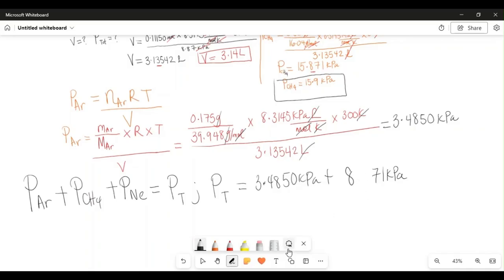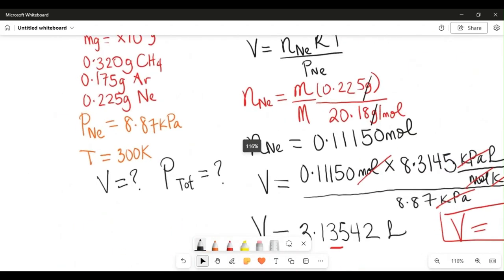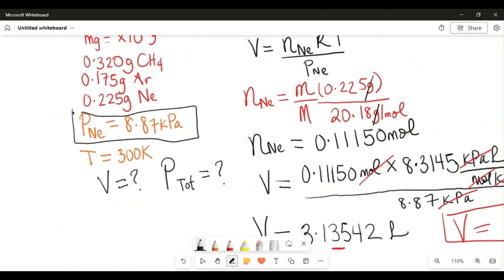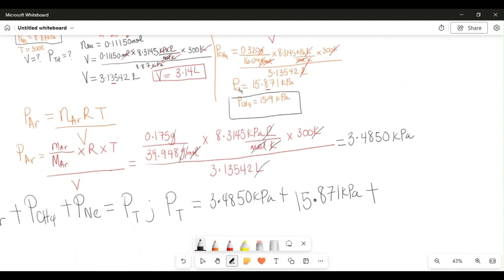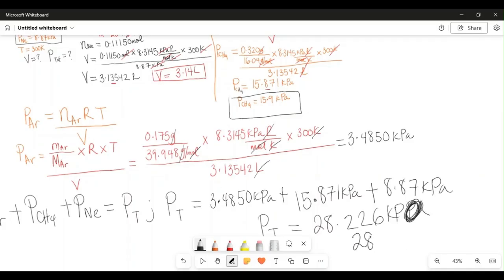So plus 15.871 kilopascal plus the pressure of neon, which was given to us in our question to be 8.87 kilopascal. So we put that down because that's what we're given. Then you add all of this information up to get 28.226 kilopascal, which we would round to 28.2 kilopascal at three significant figures, because that's how our question has been given. So the total pressure is 28.2 kilopascal. So please look at your work and look at everything we've done.